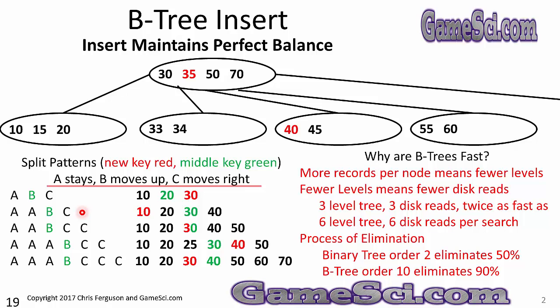With 4 items to split, the largest item, 40, would be the one that has to move to the right. 30 would then be the middle item that promotes up, and 10 and 20, the smallest items in the group, would stay exactly where they are. What you need to understand is the new item has an effect on who gets promoted.